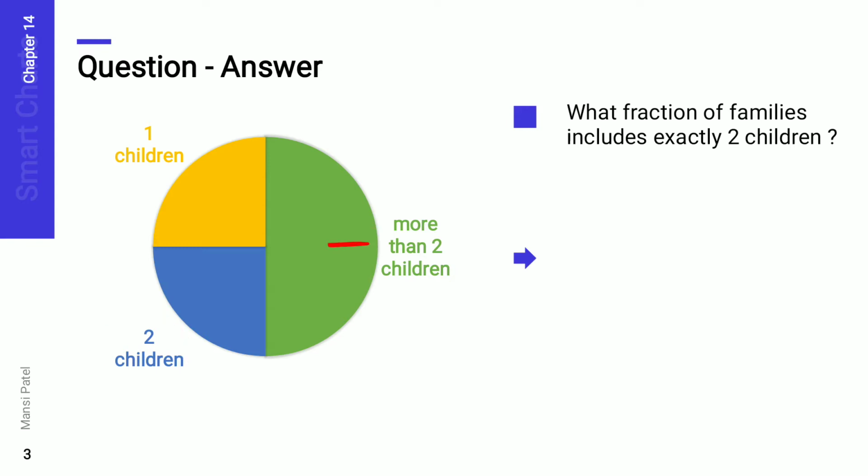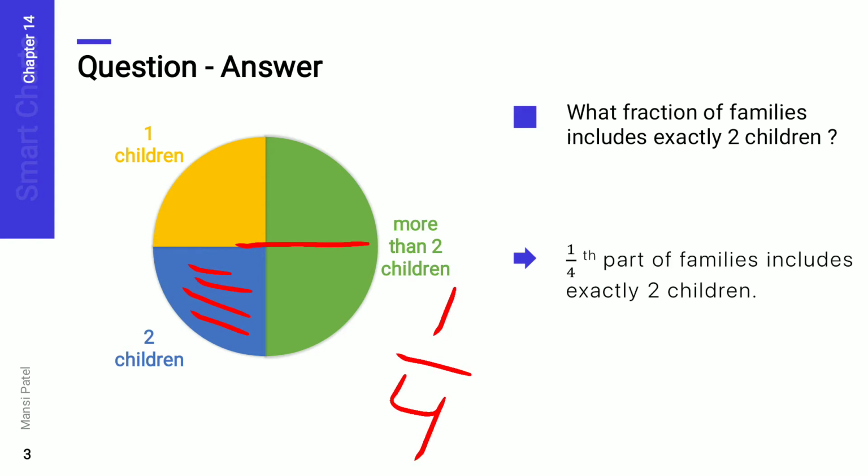So again here I am making all equal parts. So how many parts are there? Total parts are 4. So this 4 we have to write down in the denominator. Out of these 4 parts, how many parts show the number of 2 children? This part only. So there is only 1 part. So we can say that 1/4 part of families includes exactly 2 children.